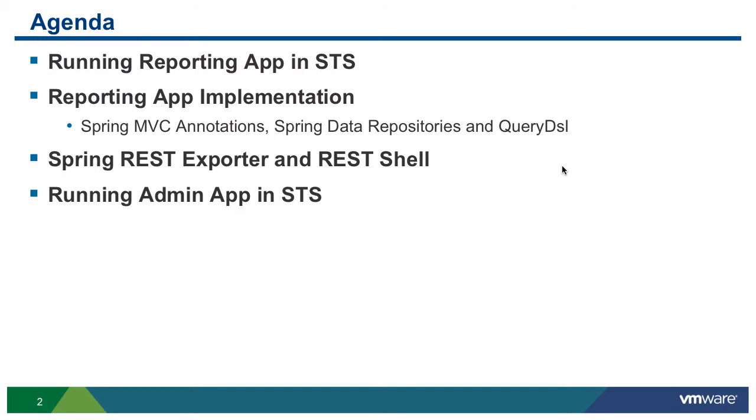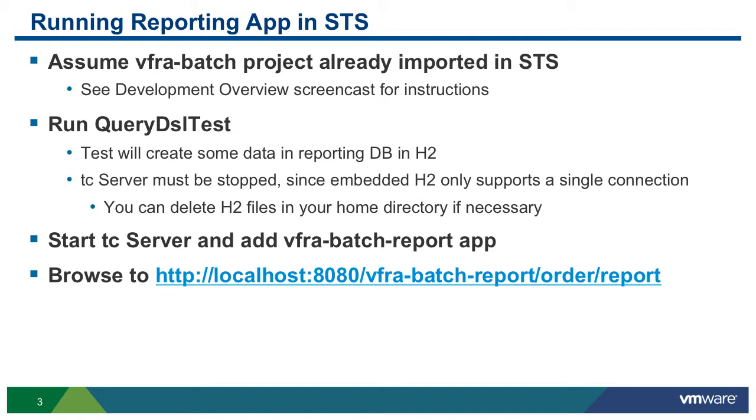We'll look at some of the implementation details, the use of Spring MVC annotations to support RESTful APIs, the use of Spring Data repositories, and Query DSL. In addition, we'll take a look at the Spring REST exporter as a means to automatically generate a REST API based on a Spring Data repository, and the REST shell for testing REST-based APIs. And then finally look at setting up the admin application, which is based on the Spring Batch admin app in Spring Tool Suite. So our first step is to get the reporting app running in STS.